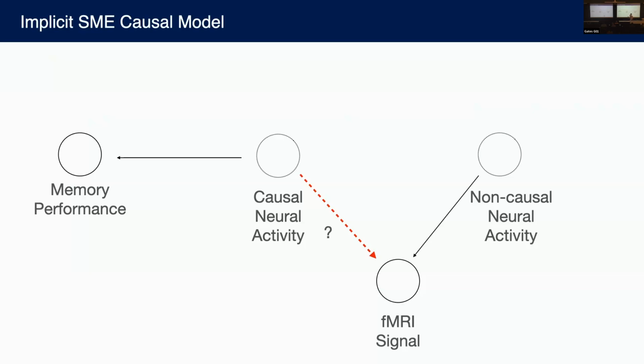And we can use just basic associations. If this is the true model, maybe there are some other factors that affect whether you remember something, although ultimately, if you're not a dualist, it all has to go through the brain. But if this were the true model, we could just do the kinds of differences that I was showing you before, and that would tell us this region of the brain's fMRI signal is measuring the causal neural activity because it showed a difference between good and bad memory performance.